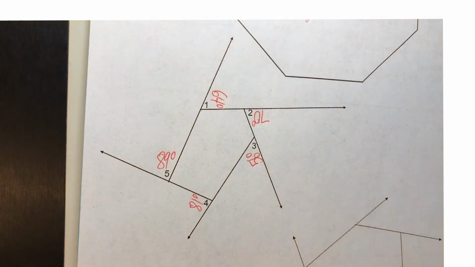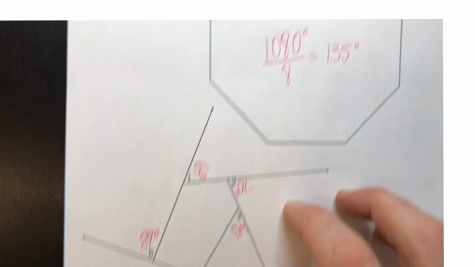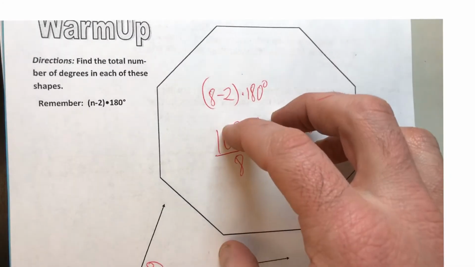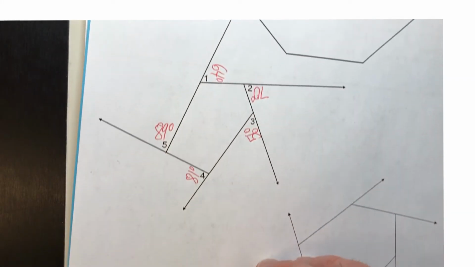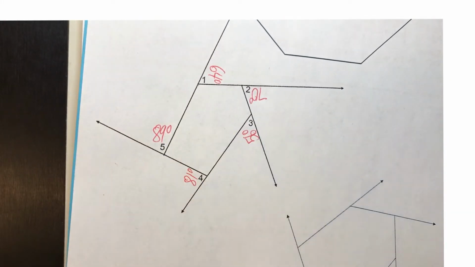So now here's the thing. The exterior angles are always going to add up to 360. It doesn't matter what shape it is. Okay? That's different from yesterday. Yesterday with the interior angles, the more sides you have, the more total number of degrees you get. Okay? With exterior angles, it does not matter how many sides, it'll always be 360.